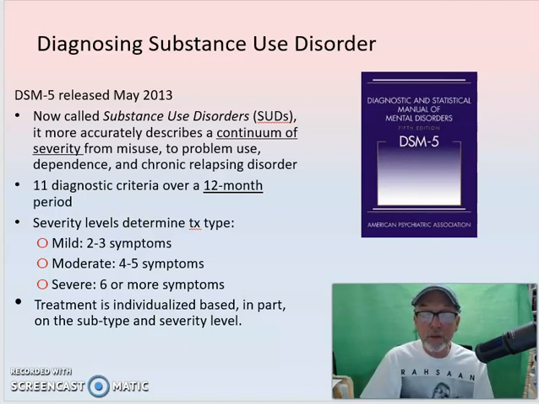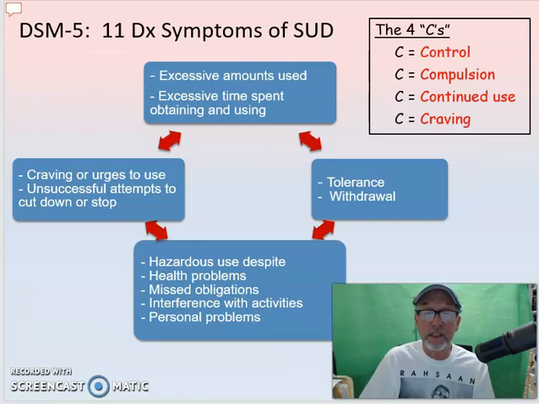So with only 2 to 3 symptoms, it will probably be a mild subtype of substance use disorder. Same diagnosis, but not as severe as other types. And 4 to 5 positive symptoms of the 11 would be moderate, and then 6 or more symptoms over a 12-month period would be severe. And this allows for a new paradigm where treatment is individualized based in part on the subtype and the severity levels. Here are the 11 symptoms.